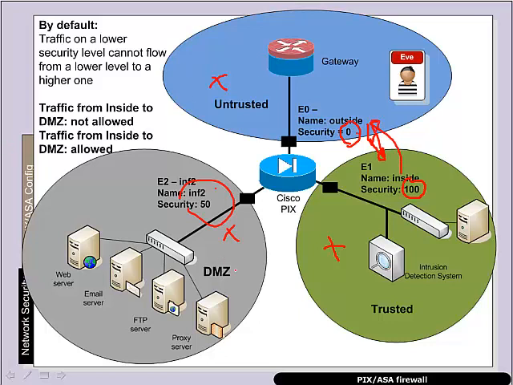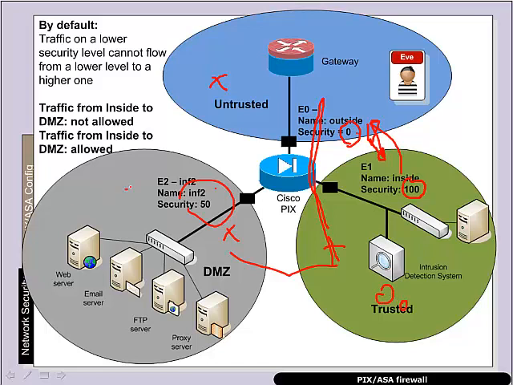So in this case, traffic is allowed to flow from trusted to DMZ and from trusted to the untrusted. The PIX itself understands the traffic and will open up the firewall so that the traffic can flow back. But the key thing is that the traffic originates from the trusted network here.